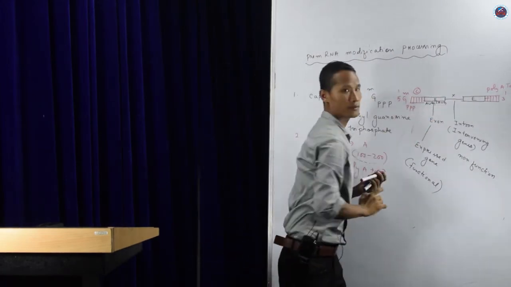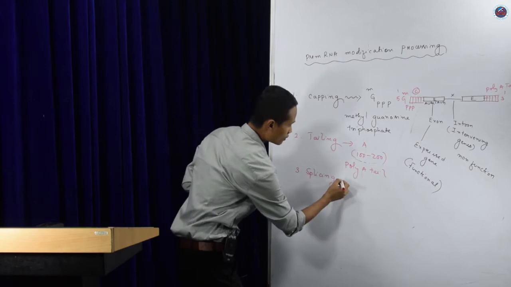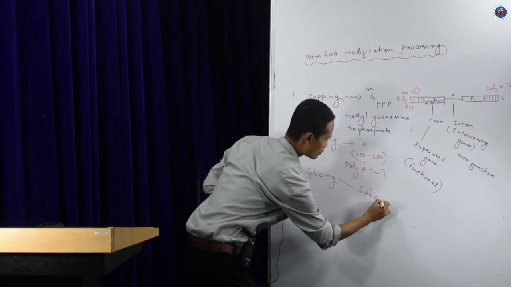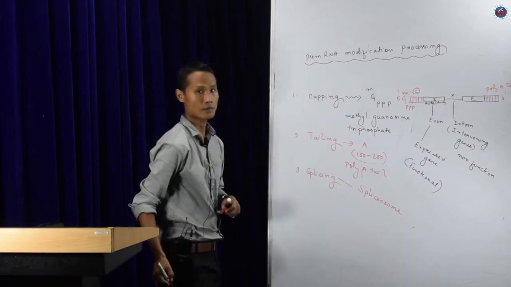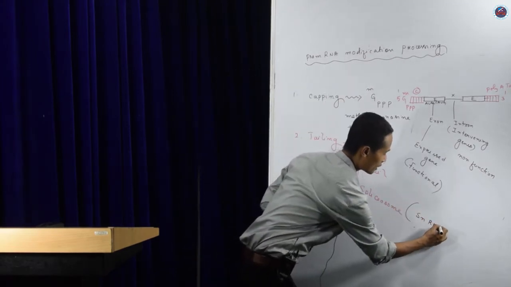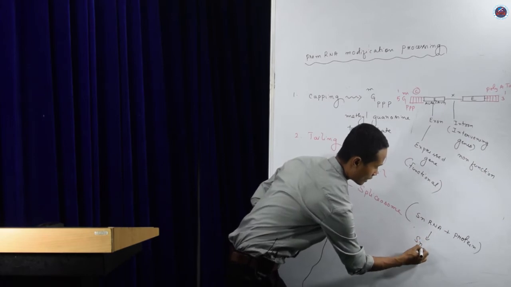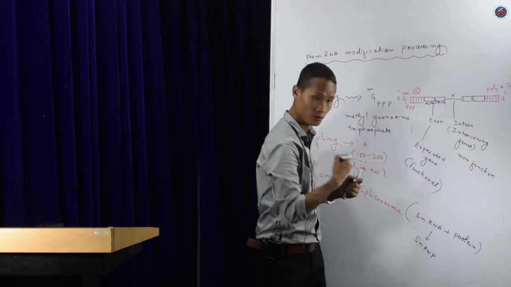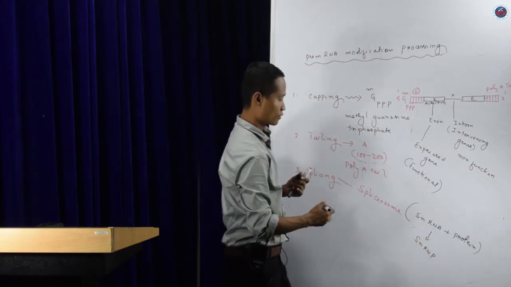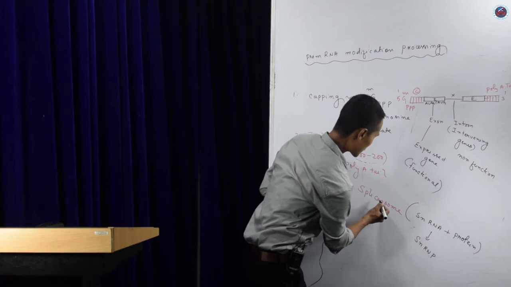Once these 2 processes have been done, the third is called splicing. Splicing means removal of introns. Splicing is done by a specialized complex, which we call the spliceosome. What is this spliceosome? Spliceosome is a combination of small nuclear RNA plus protein, and we call it SNRP. What is SNRP? Small nuclear ribonucleoprotein.